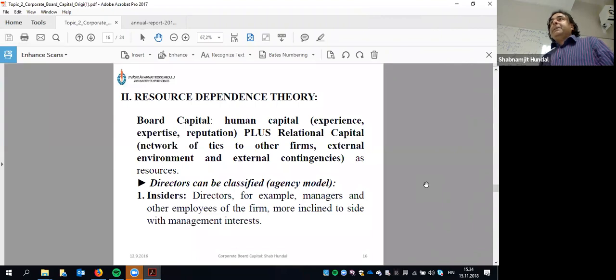Now, the board capital comprises two things. One is your human capital, which is your education, experience, expertise. The other is relational capital, how well you are networked. Imagine these people are in their 50s, 60s and 70s. Before they joined the company, many of them would have been CEO of a bank or had some global experience. And when these people join your company, they also bring their relations. They come with baggage. And that baggage, those relationships, can be good for you.